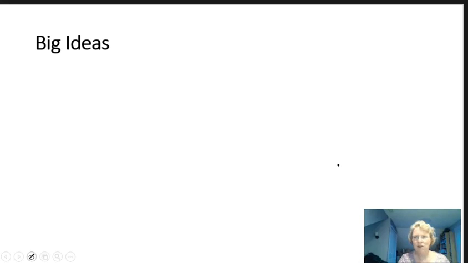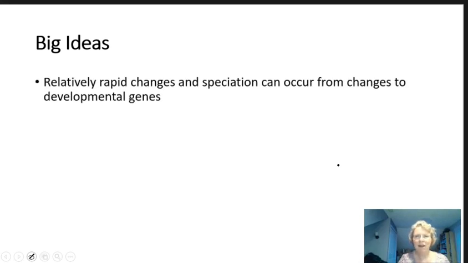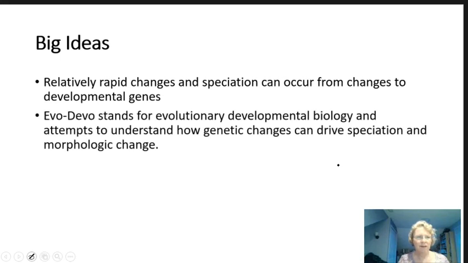Let's summarize with our big ideas. Relatively rapid changes in speciation can occur from changes to developmental genes. Devo stands for Evolutionary Developmental Biology and attempts to understand how genetic changes can drive speciation and morphologic change.